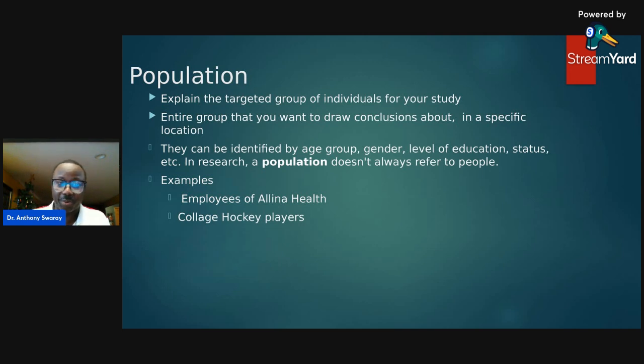A population doesn't always refer to people. So examples, it could be employees of Alana Health, college hockey players, African Americans with type 2 diabetes or type 1 diabetes in the Twin Cities. You have African immigrants with cancer. Those are some of the topics. Those are some of the examples you find on a population.